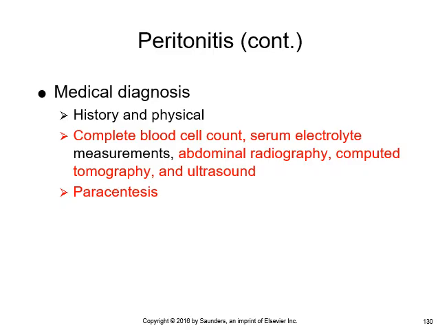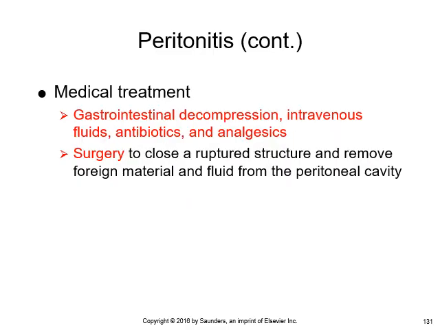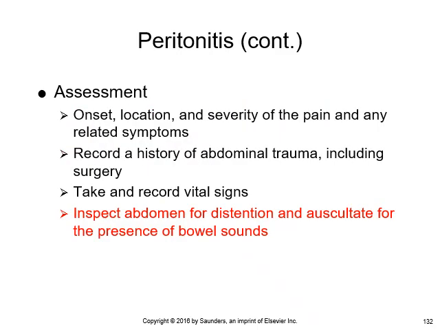Medical diagnosis is the same as other GI diagnosis. For treatment, we can do a gastrointestinal decompression, intravenous fluids, antibiotics and analgesics, and surgery to close a ruptured structure and remove foreign material and fluid from the peritoneal cavity.